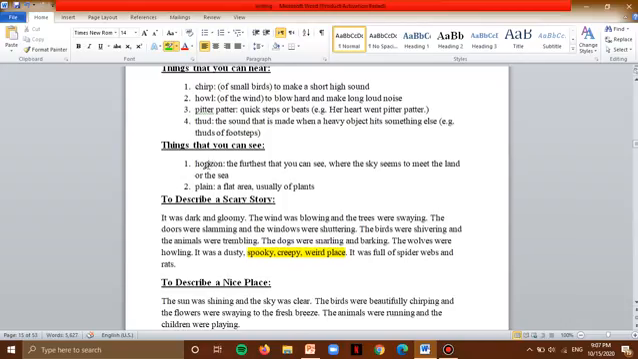Things that you can see, the horizon, for example. The horizon is the farthest that you can see, where the sky seems to meet the land or sea. So the farthest point of your eyesight, this is what we call the horizon, where you feel that the sky and the land are separated by a line. A plain, for example, is a flat area usually of land. So there was a wide plain, or we were in a wide plain. So a plain is a wide area of grass. So these are all also things that you can use to describe the place in the setting.